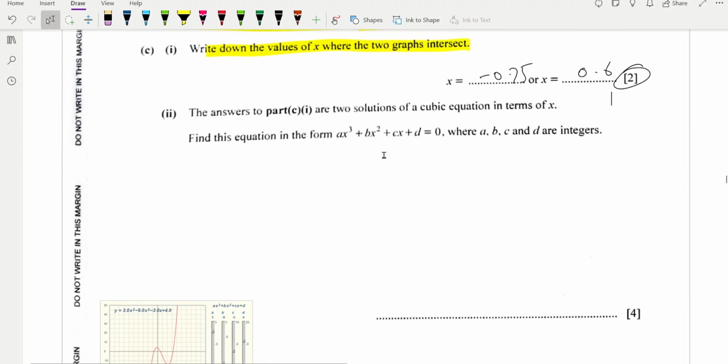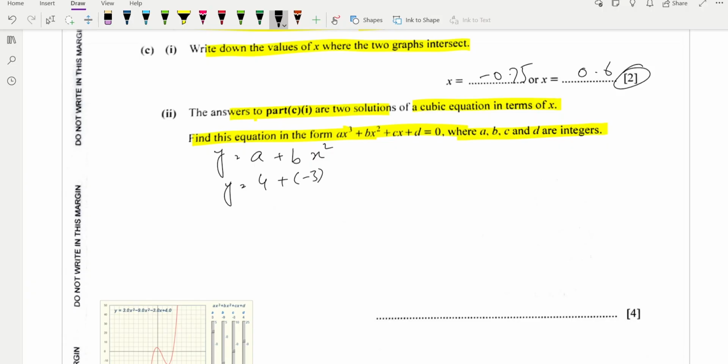The answer to part C: these are two solutions of the cubic equation in terms of x. Find this equation in terms where a, b, c and d are integers. For this question, I have done a little working which I will show you also. So we know y is equal to a plus bx squared, and the a value is 4 and the b value is minus 3. If we replace the values, we get y is equal to 4 minus 3x squared.